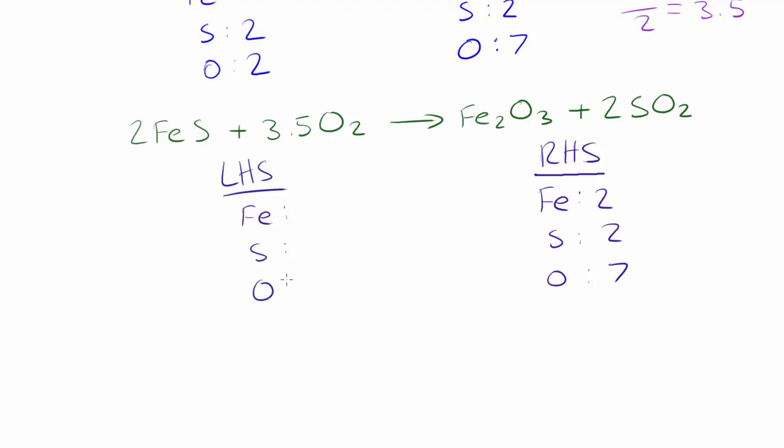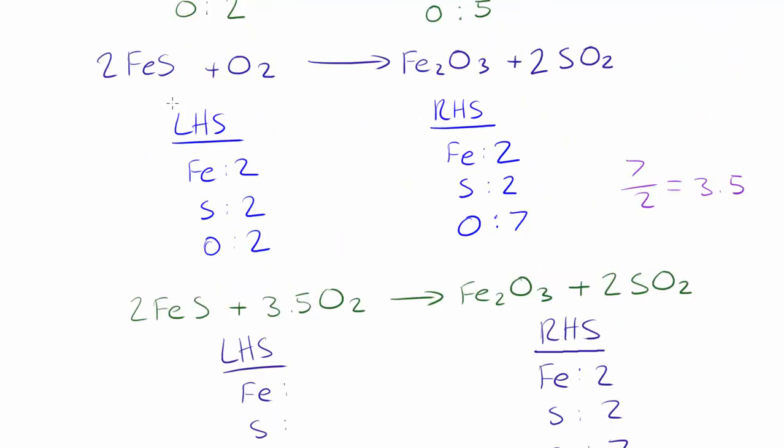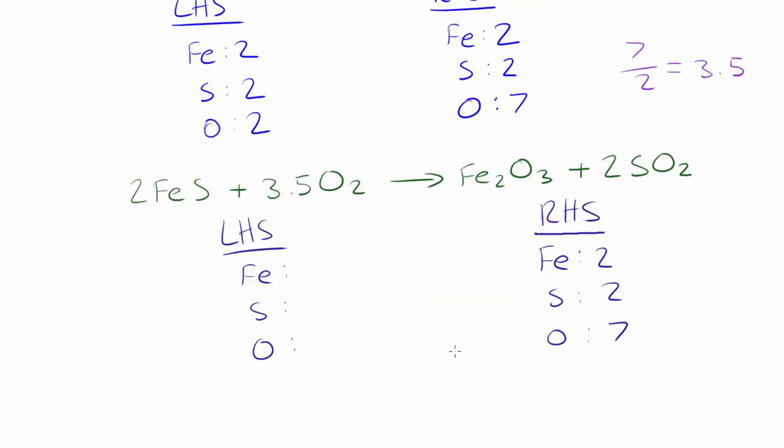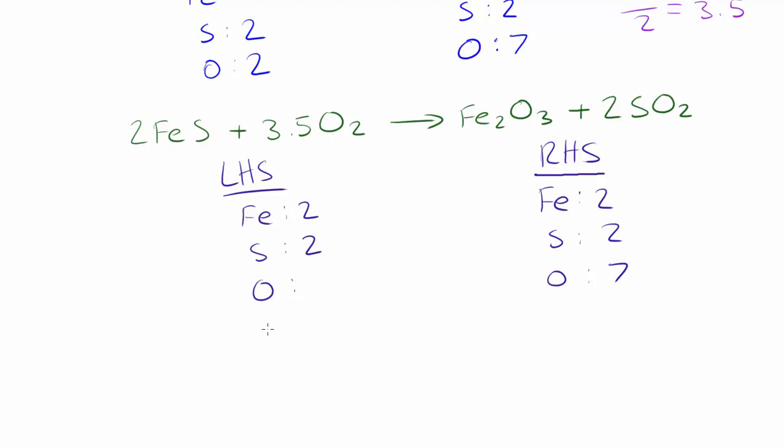FeS, right? So for iron, we didn't change what's in front of the iron here, so FeS is more or less the same thing, right? So 2 times Fe, so it's going to be 2. Sulfur only occurs in the species of the iron sulfide, so it's going to be 2. And for oxygen, we've got the 3.5, so 3.5 times 2, which we know to be 7, right?